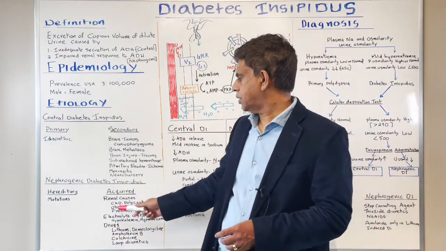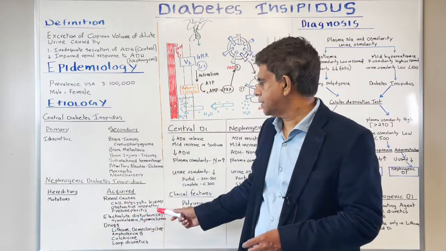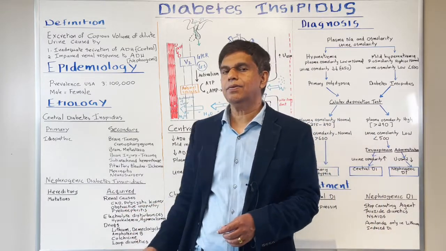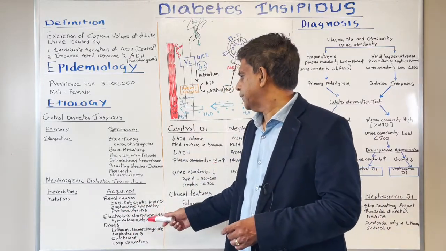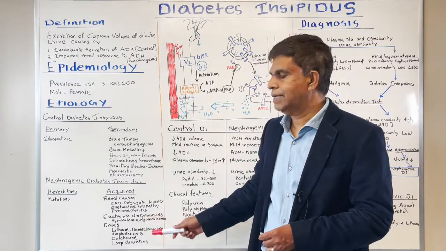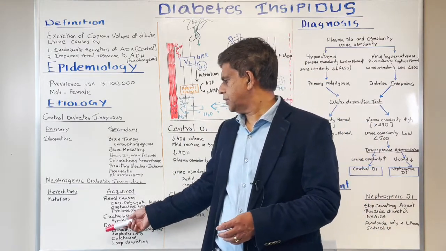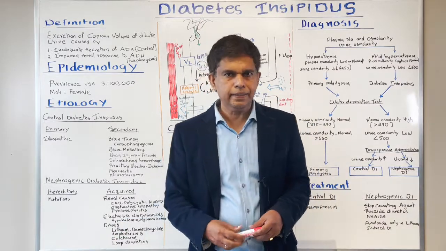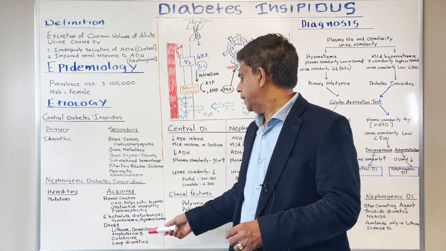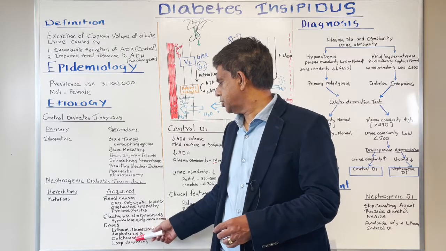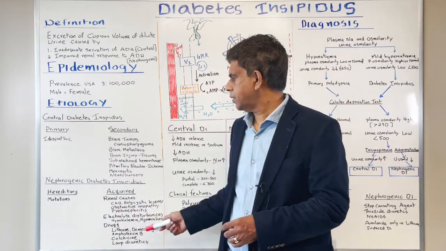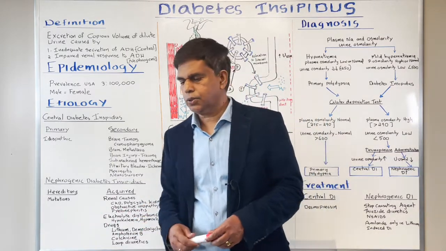You've got renal causes: chronic kidney disease, polycystic kidney disease, obstructive uropathy, even pyelonephritis, my friend. Then the electrolyte disturbances, hypokalemia and hypercalcemia. And when you talk about the drugs, the most important is lithium, which we'll be talking about later, and demeclocycline, amphotericin B, colchicine, and loop diuretics. All of these can cause acquired. Okay, so those are the causes.